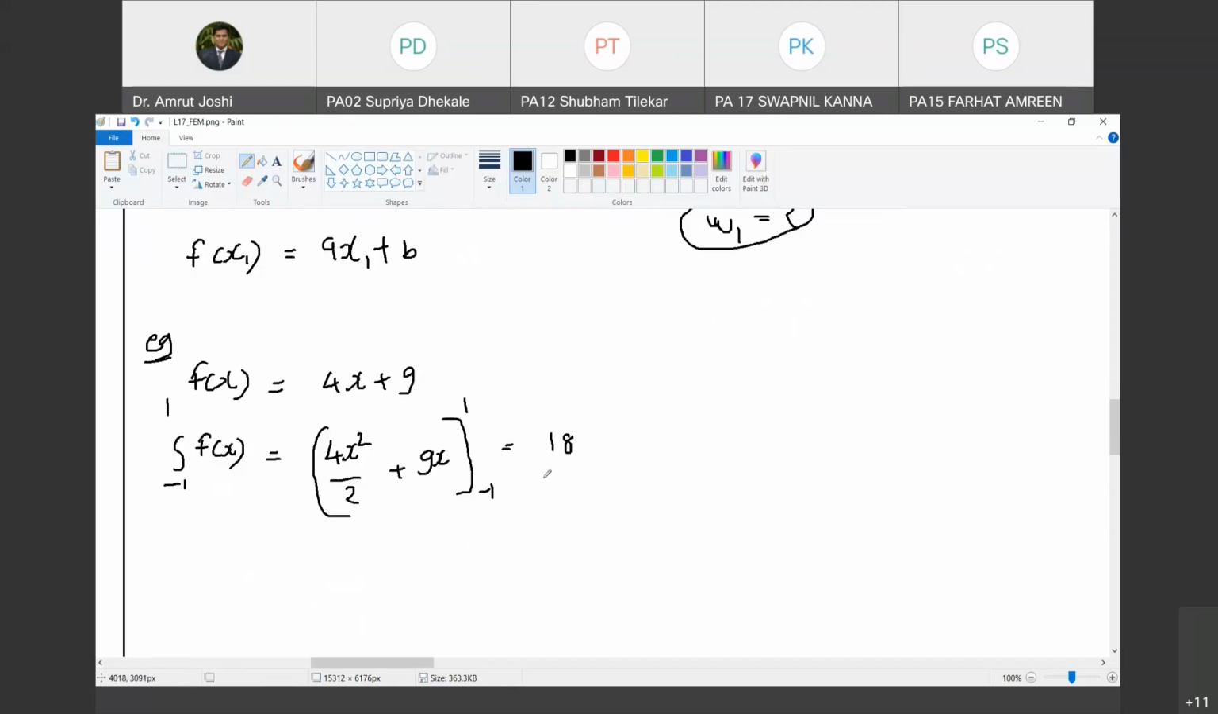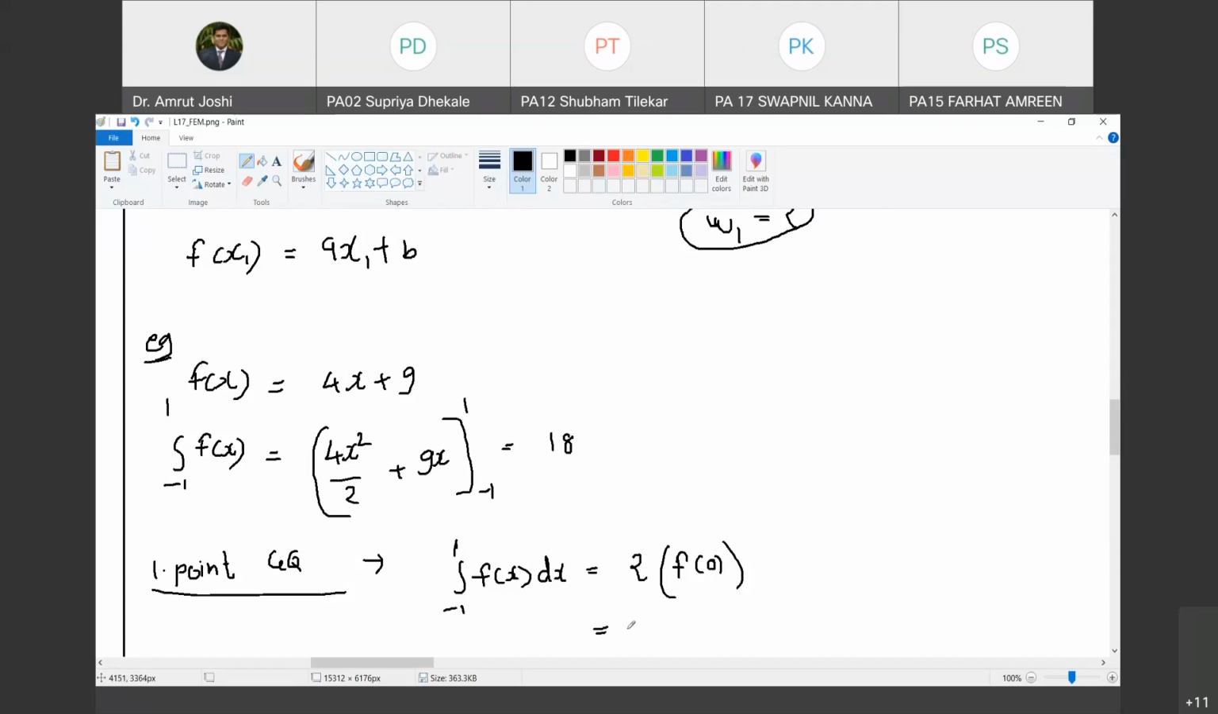Yes, sir. Now let us evaluate it using 1-point Gauss quadrature. Are you with me? Yes, sir. Okay. So if I evaluate it using 1-point Gauss quadrature, what do I get? The integration of f of x dx from -1 to 1 must be equal to w1, which is 2, into f of x1, that is f of 0. Happy?